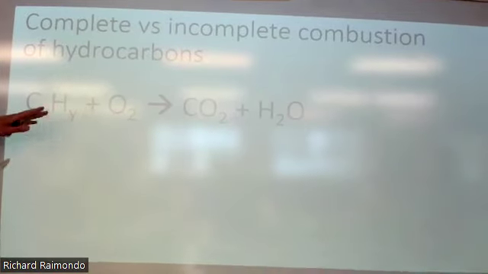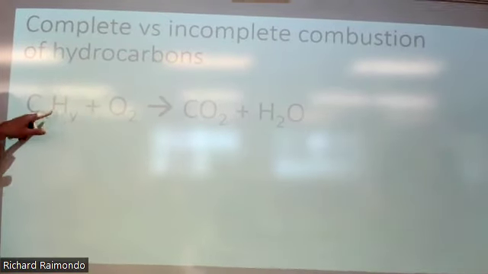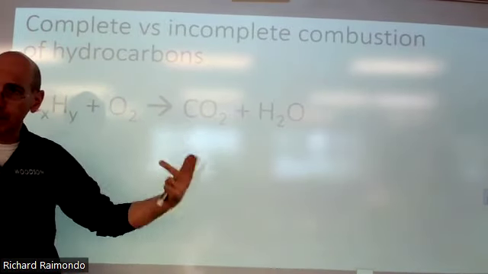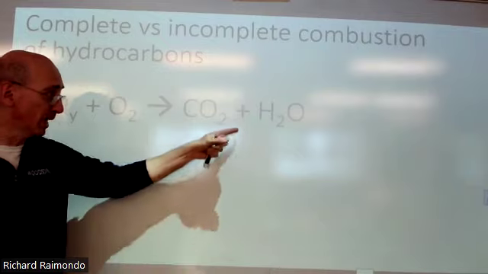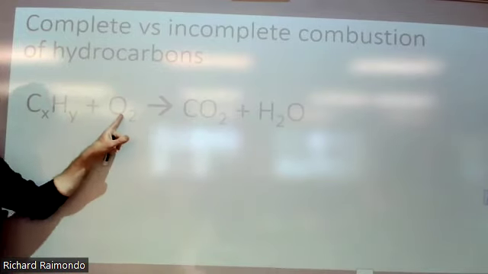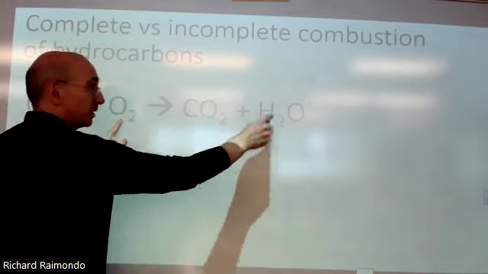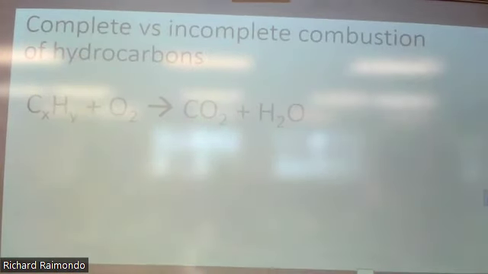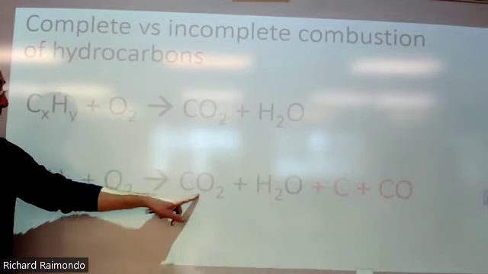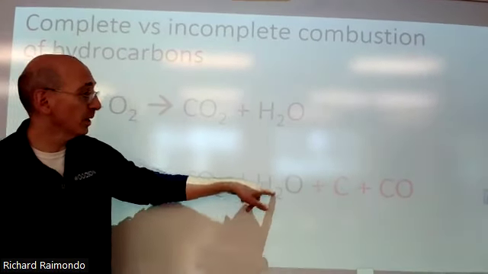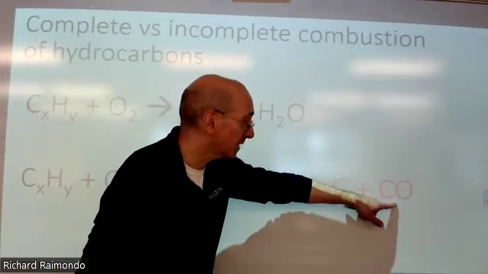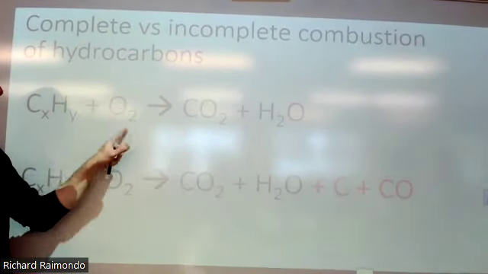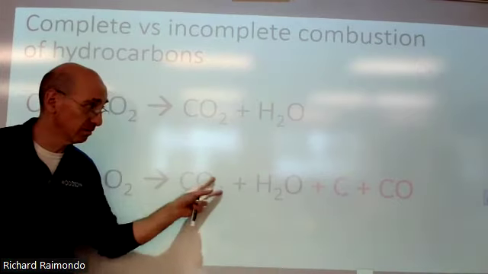And how does it happen? This is what we call complete combustion. We have a hydrocarbon plus oxygen, and we make CO2 plus water. This is the combustion reaction we learned about in Chem 1. These require oxygen to make. If we don't have enough oxygen, what do we make? We make some carbon dioxide, some water, some carbon monoxide, and some black carbon. We just don't have enough of this reactant to make these.